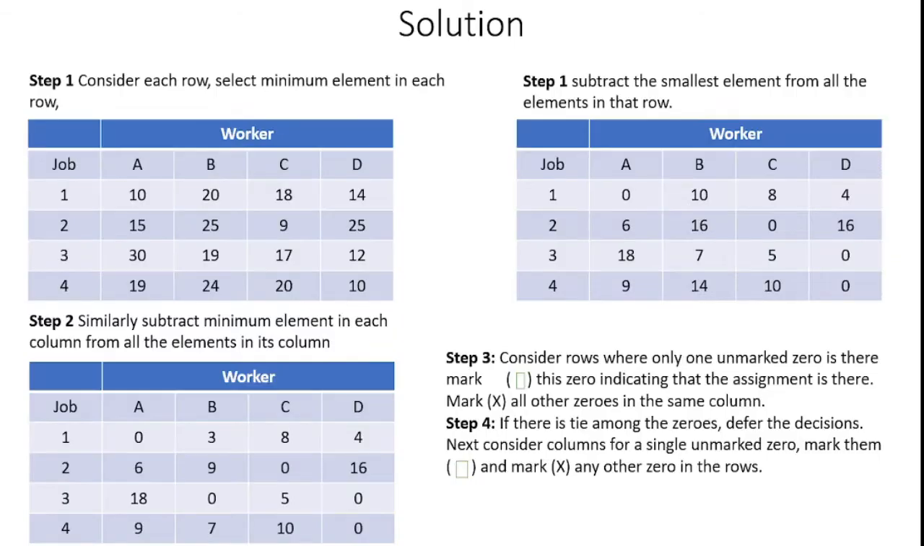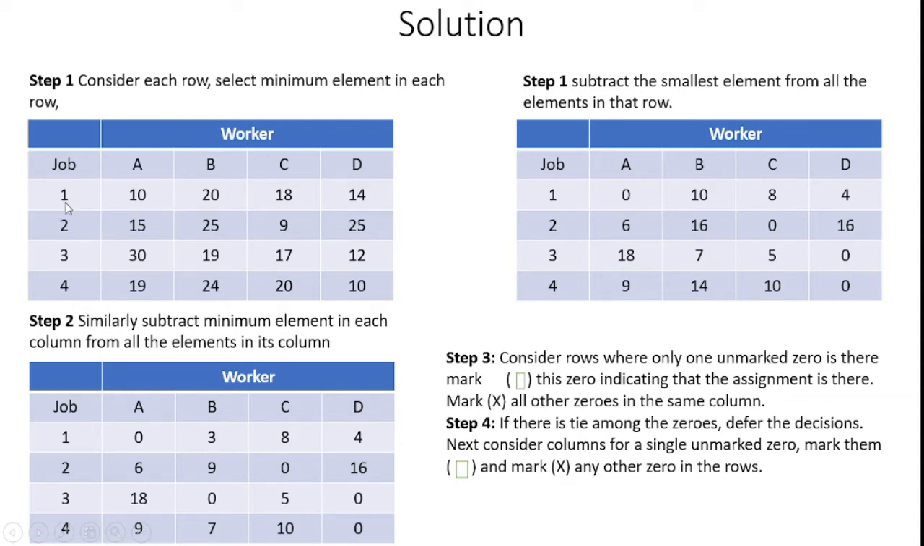Let's see. Step 1: consider each row and select the minimum element in each row. Here the table has the data like jobs 1, 2, 3, 4 and workers A, B, C and D. Job 1 takes 10 minutes with worker A. Likewise the data is given. So from this we can select the minimum element available in the table.